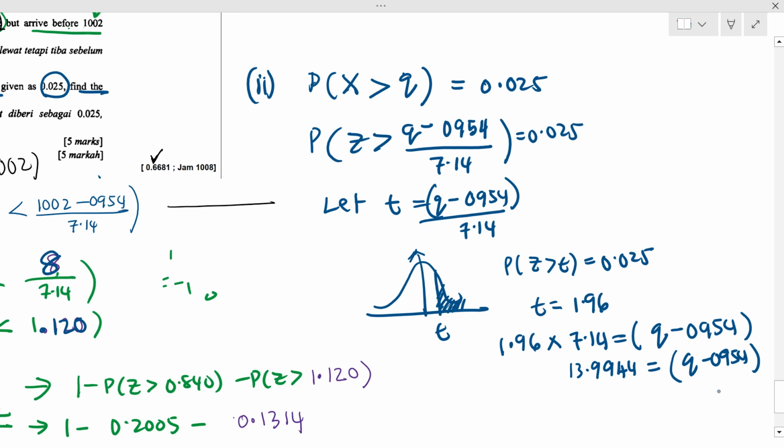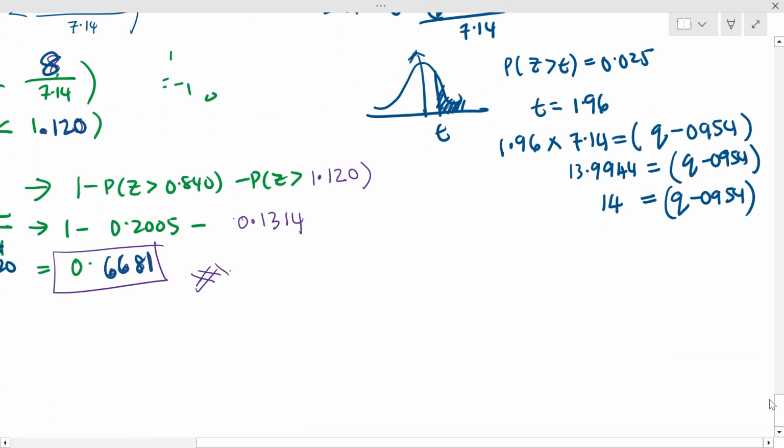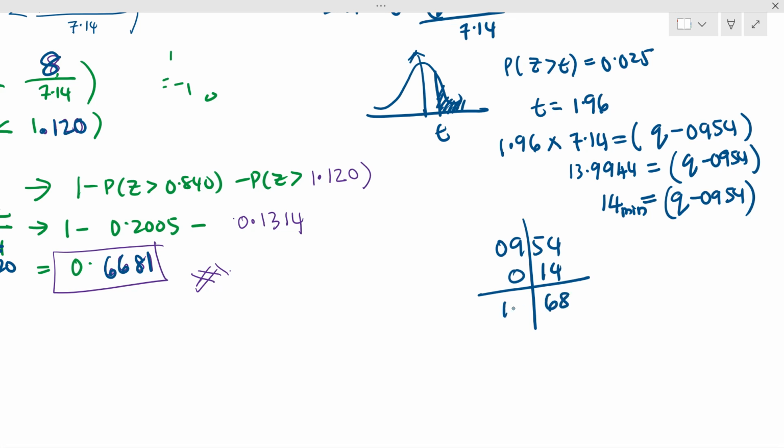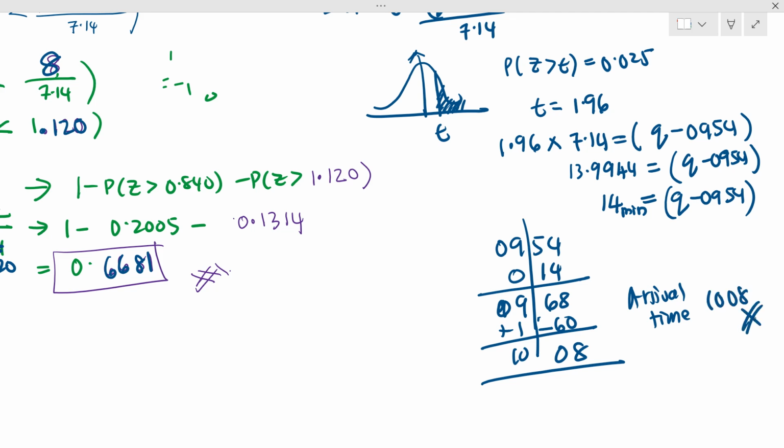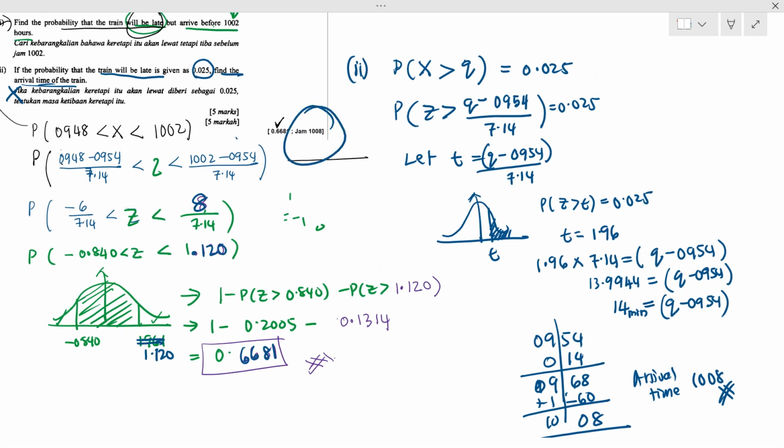Okay, so we round this off to 14 minutes because it is very close to 13.99. Q minus 0954 is 14 minutes. This is what we need, the time. And since it is late, we add 14 minutes to 0954. That is 8, 68 and 9, then minus 60 and plus 1 here, so 10:08. So the arrival time is 10:08. This question is extremely difficult, please bear in mind, go home and redo the question.